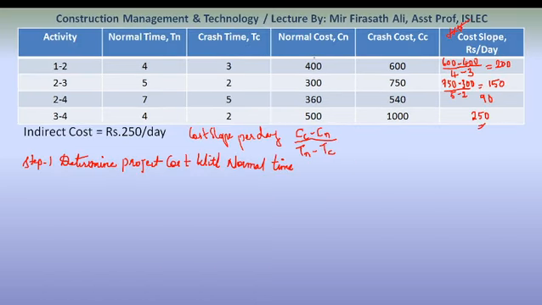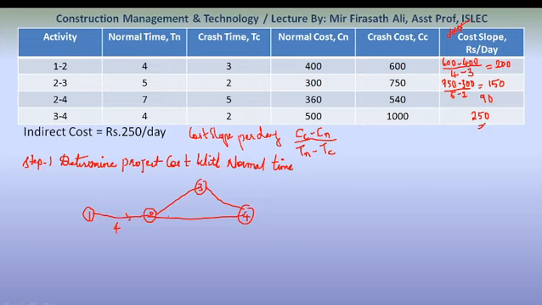Activity 1 from 1 to 2, then 2 to 3, then 2 to 4, and 3 to 4. This is our logical diagram given in the question. What is the duration of activity 1 to 2? The normal time is 4, so I will write the duration here as 4.